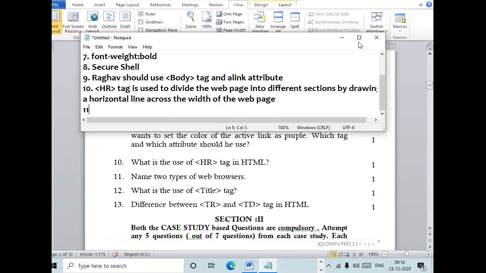Next, 11th. Now this question, read carefully. I have asked you name 2 types of web browser. I am not asking examples of web browser. Type means graphical and text only browser. Graphical and text only browser.